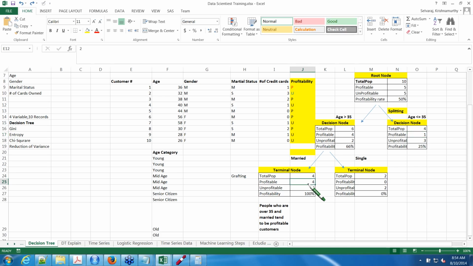Why did you stop here? Why not proceed further? Whenever you don't have a further column to split, you will be stopping the node. And whenever you don't have further class labels to split, because here what are the two class labels we have? The target variable is profitable, unprofitable. So unprofitable is 0. We don't have another class variable to split further, so that is the reason this node has been stopped. Similar case over here, that is the reason it stopped.